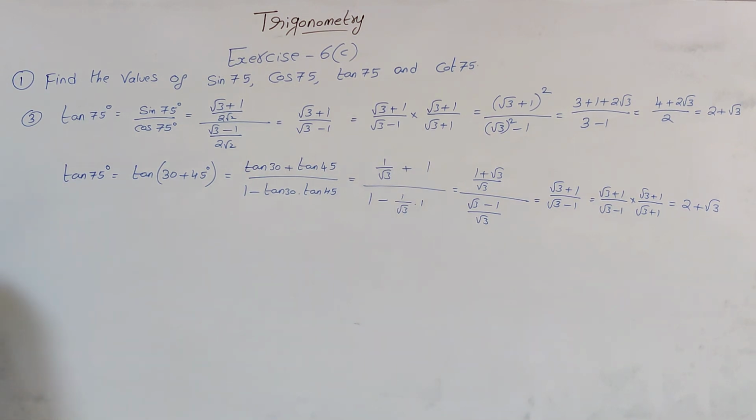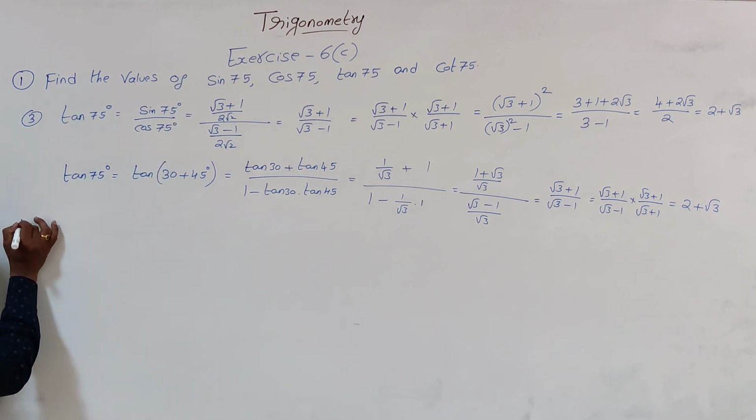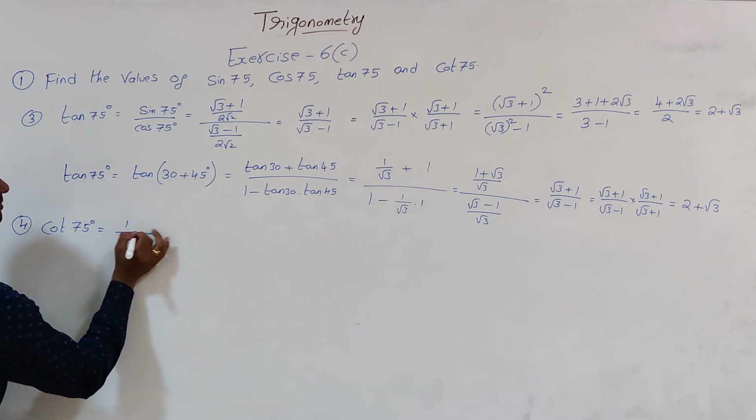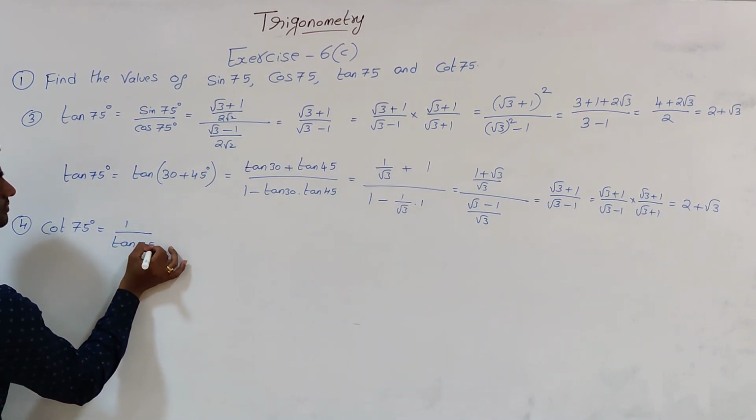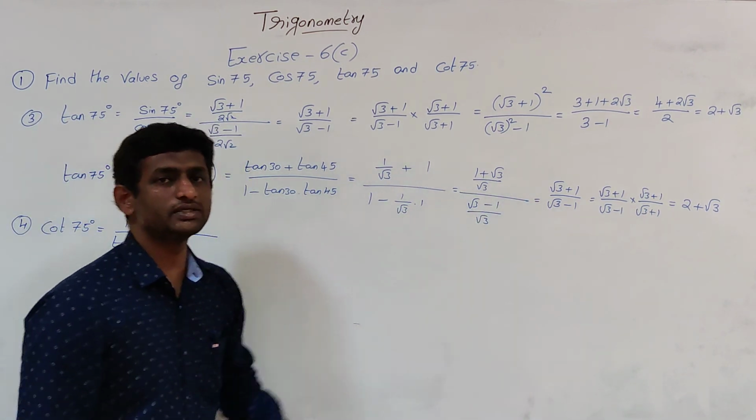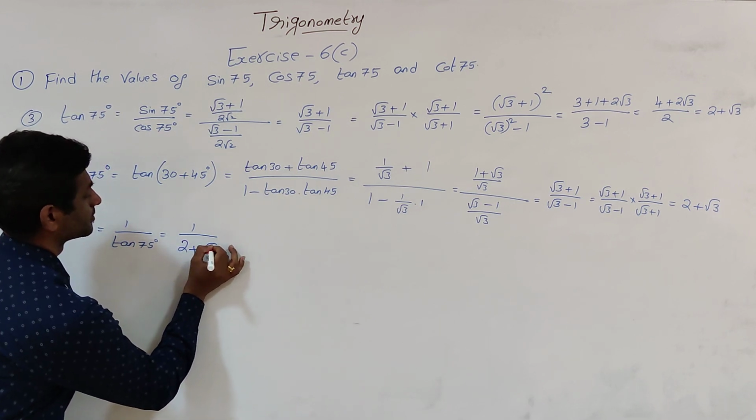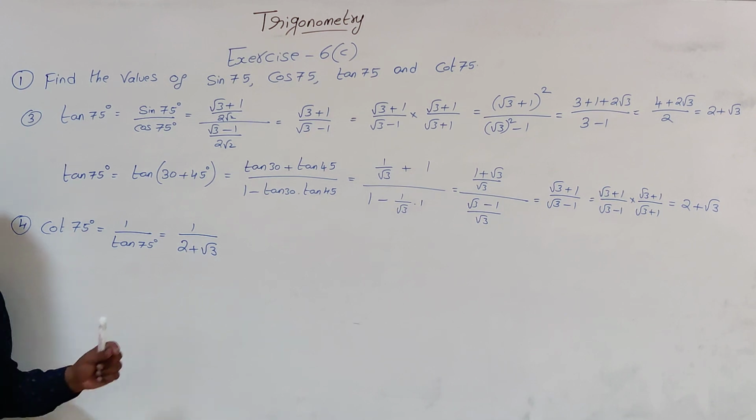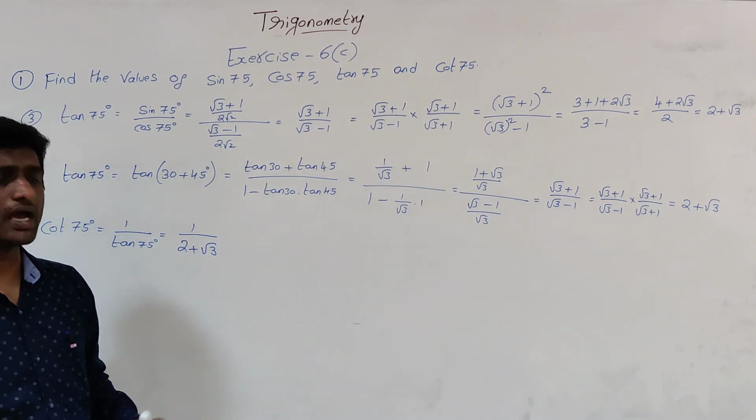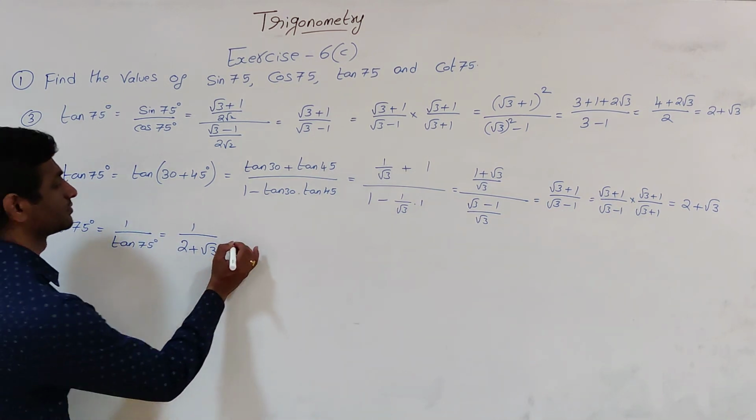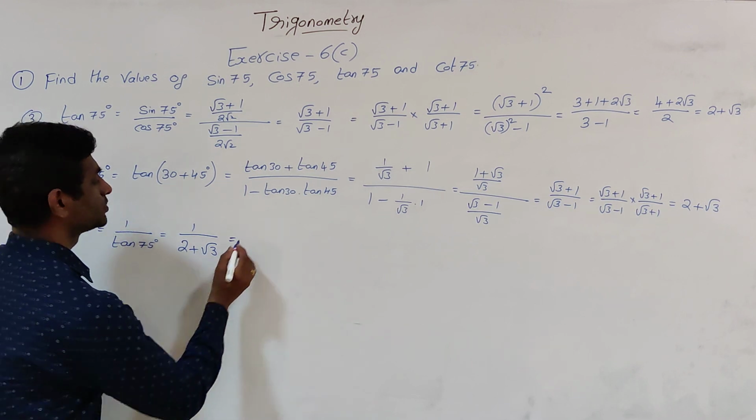If you know the tan 75, what is the reciprocal? It is cot. Cot 75 degrees will be 1 by tan 75. 1 by tan 75 value is 2 plus root 3. Now for this, rationalize the denominator. So what is the rationalizing factor of the denominator? As 2 plus root 3 is the denominator, the rationalizing factor will be 2 minus root 3. So multiply and divide with 2 minus root 3.